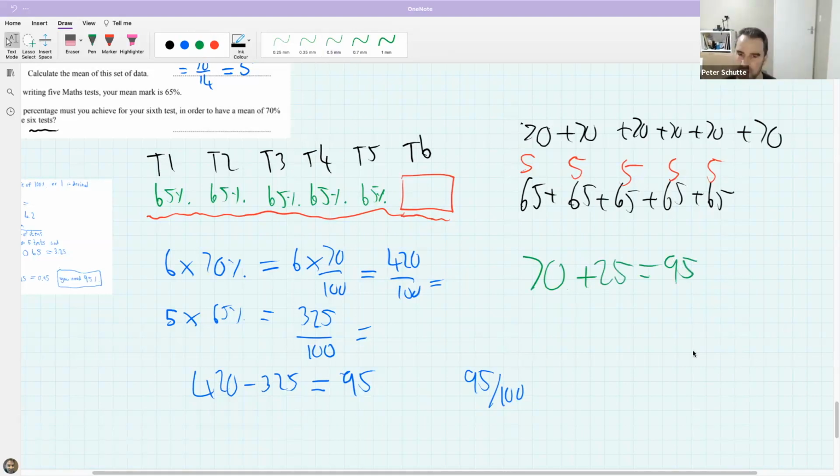Does that help a little bit? So let's say you're behind. So if you add 5 to get to 70, you're 5 behind, and you have to make up 25 marks in the last test and still get 70%.